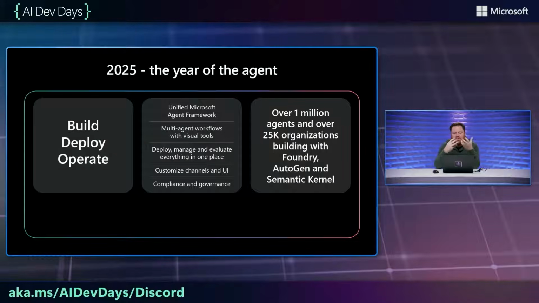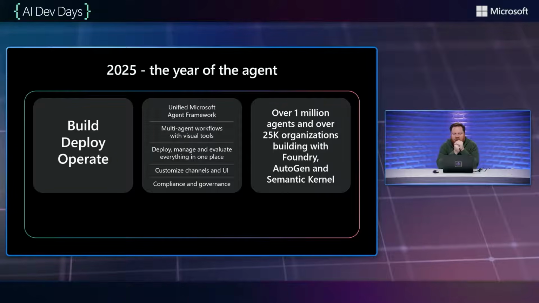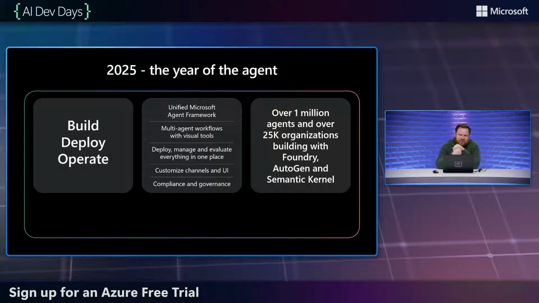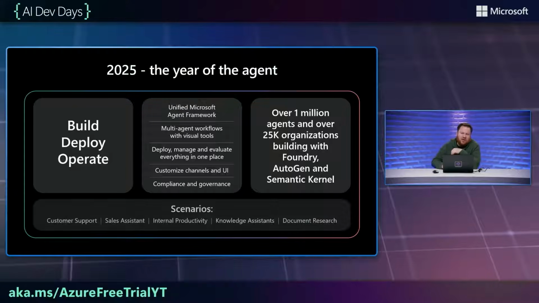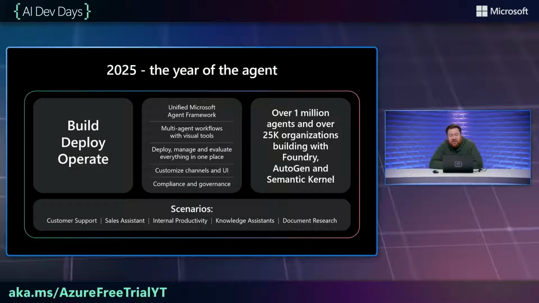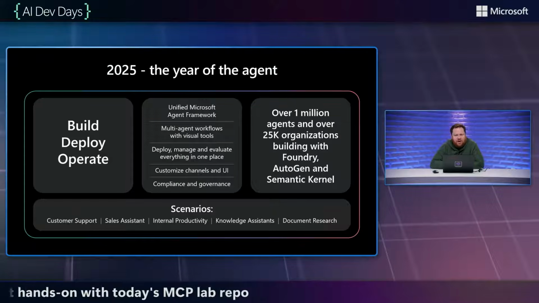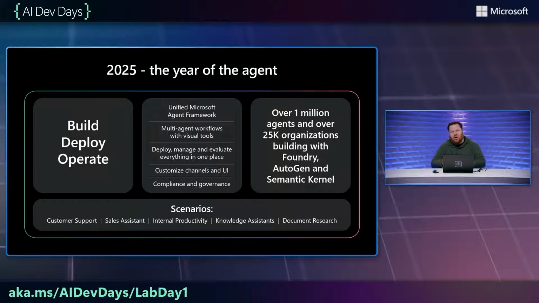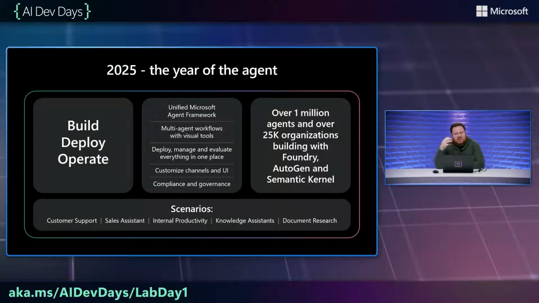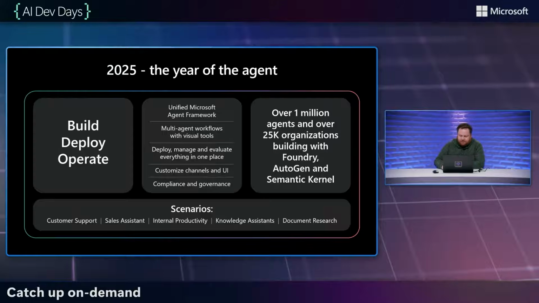And we've been doing this and we've been learning from our customers over the last year. Over 1 million agents and over 25,000 organizations are now using Foundry and AutoGen and Semantic Kernel to build out scenarios like customer support and sales assistance, internal productivity, knowledge assistance, document research. The list goes on and on of the things you can build when you start building your agents and then stringing them together into these multi-agent workflows and orchestration patterns.